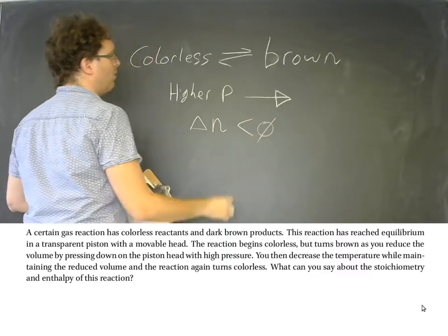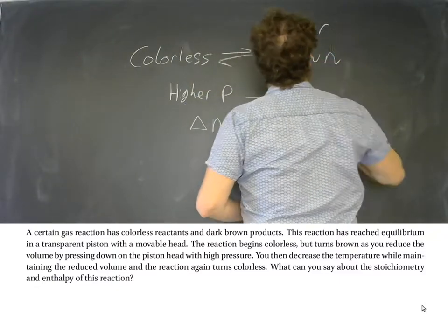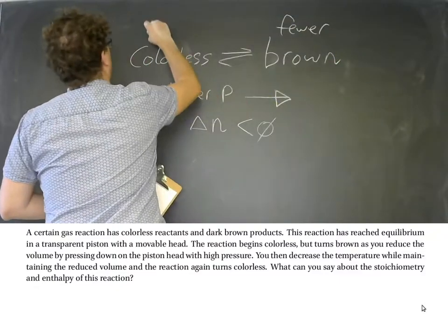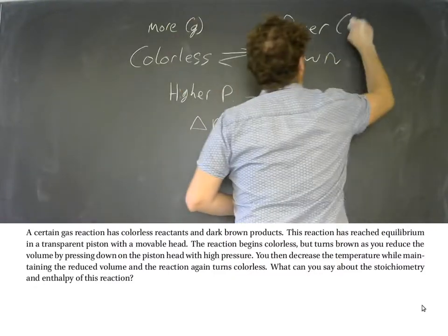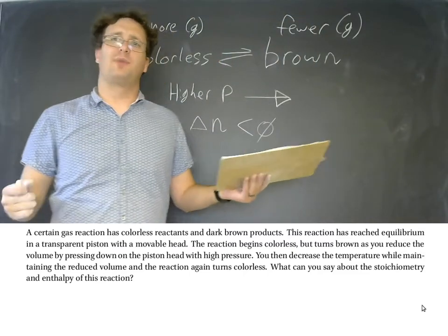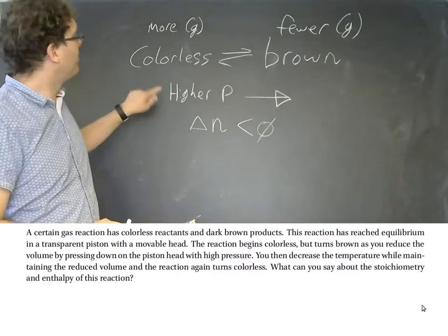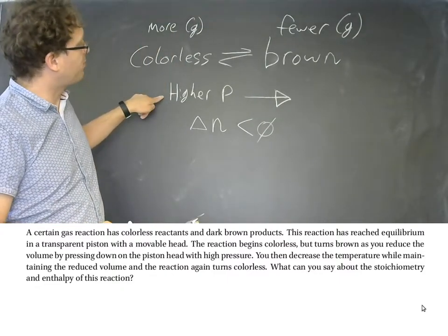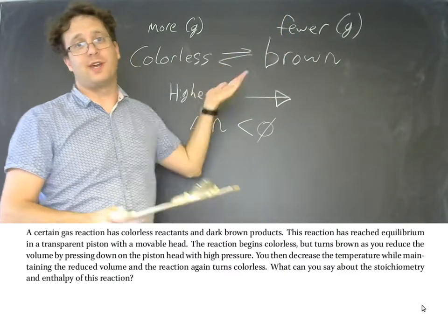Or in other words, we have fewer moles on the right and more moles of gas on the left. Now you don't even know what the reactants and products are, but you at least know one simple fact about the stoichiometry, because when we increase the pressure, it shifts to the right. That means that there are fewer moles of gas on the right side.